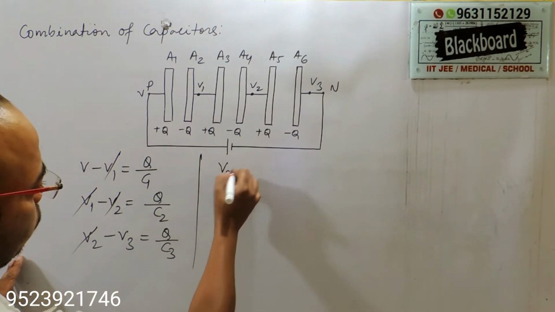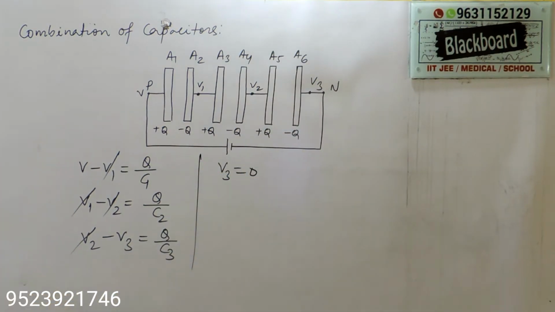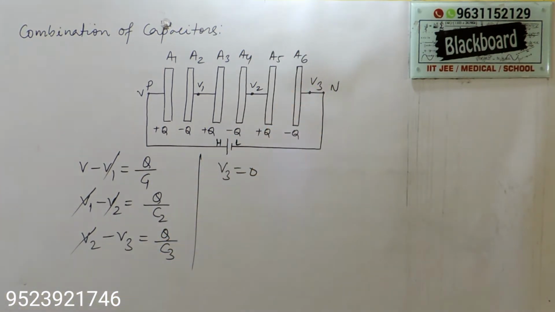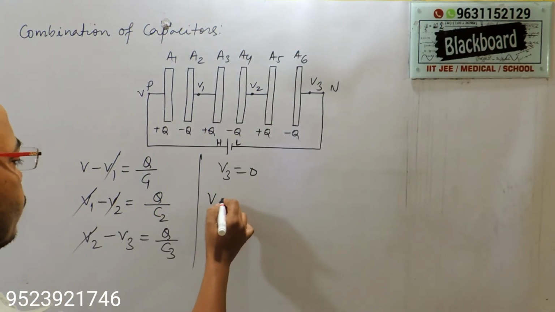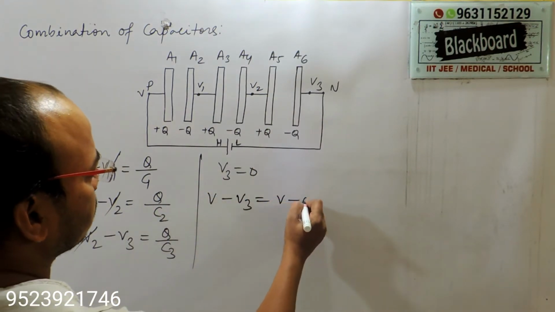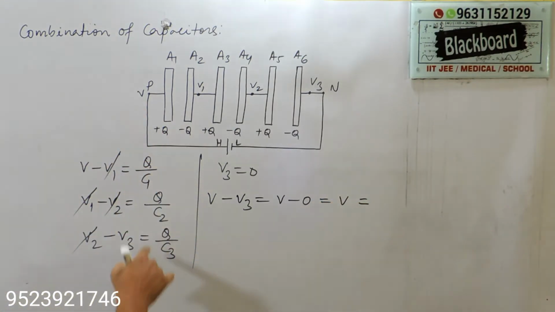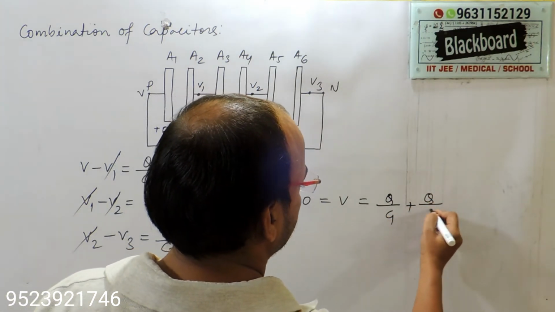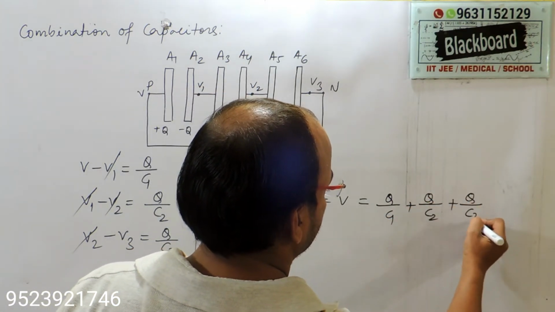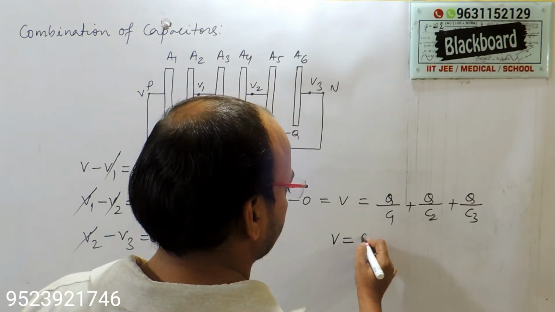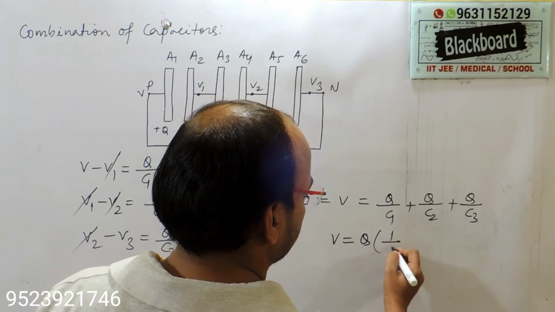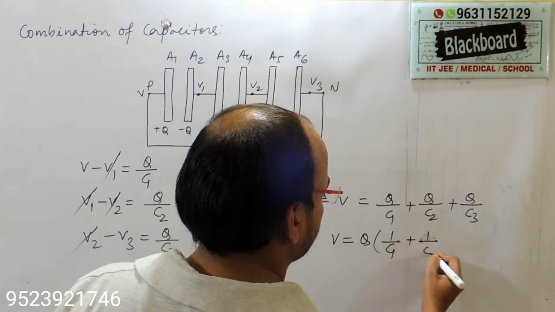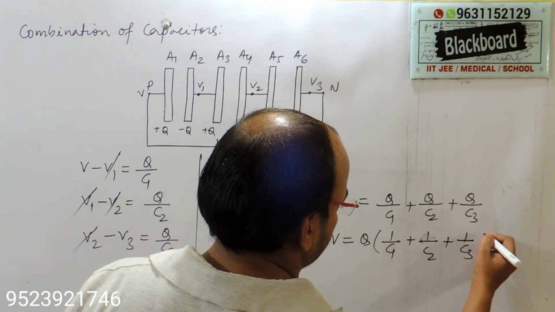V3 is 0, because this is the lower potential of the battery, and for the lower potential, the potential is 0. So V minus V3, that means V minus 0, that means V is equal to, adding all, Q by C1 plus Q by C2 plus Q by C3. That means V is equal to Q common, 1 by C1 plus 1 by C2 plus 1 by C3.